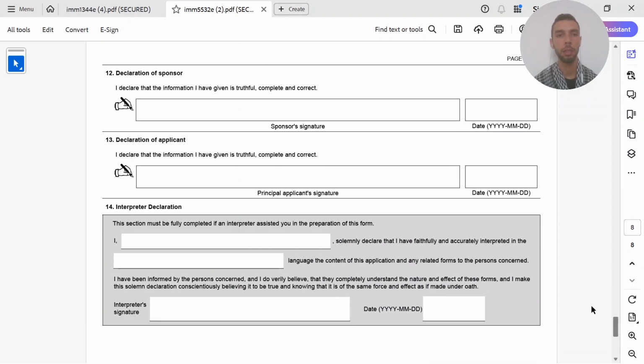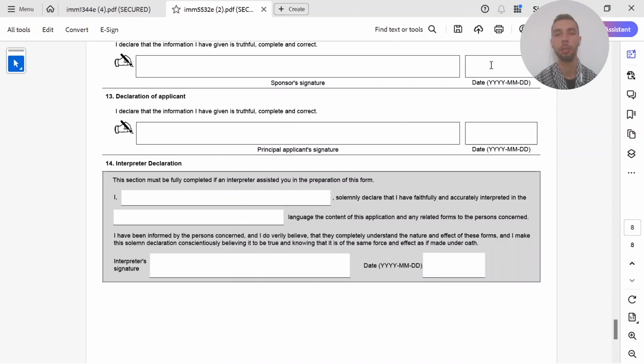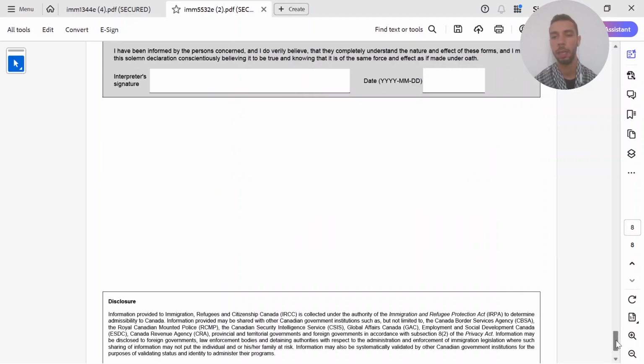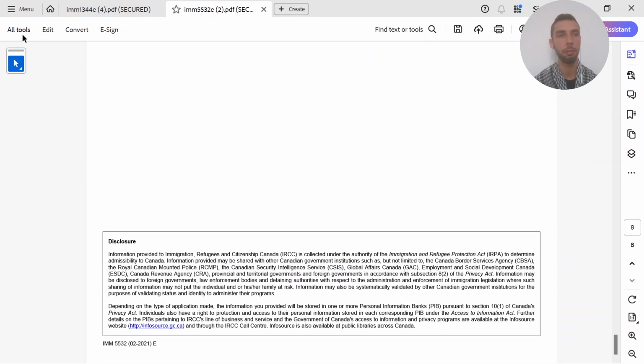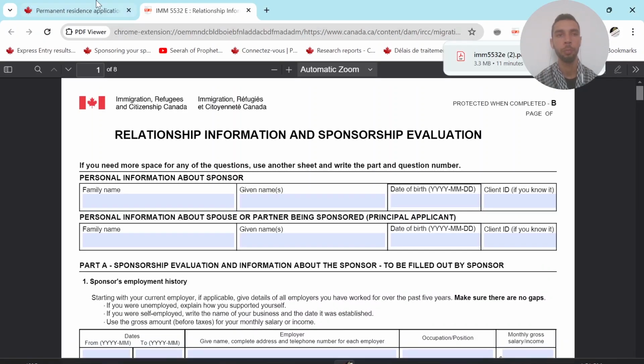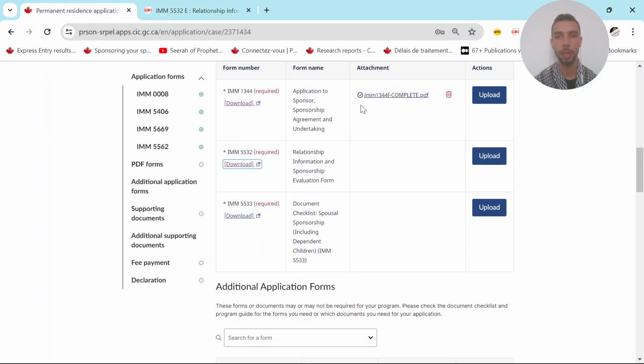And once you're done, you sign. So this is the sponsor signature, the Canadian citizen or permanent resident. Here's the principal applicant signature, the person asking for a visa. Make sure you date. And if you don't have an interpreter, you can leave this blank. And once you're done, you save your form and you upload it to your portal here. Once you're done uploading, you're going to have the same thing here, IMM 5532, with the little check mark here.